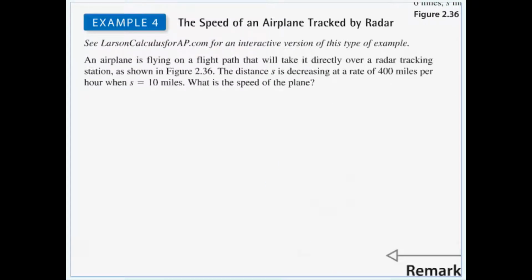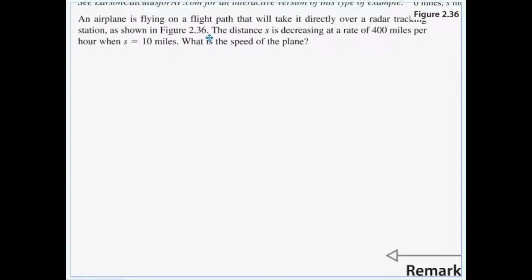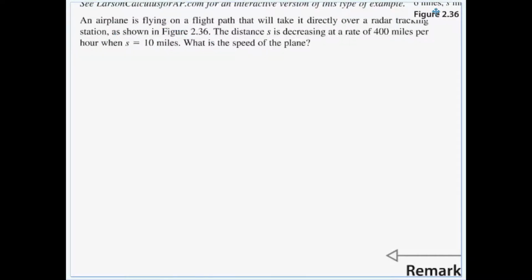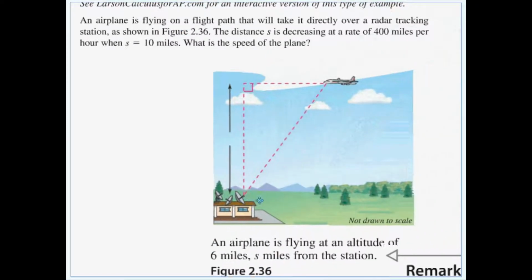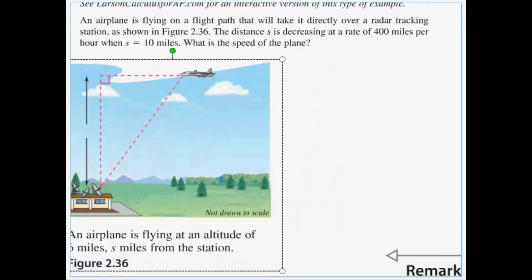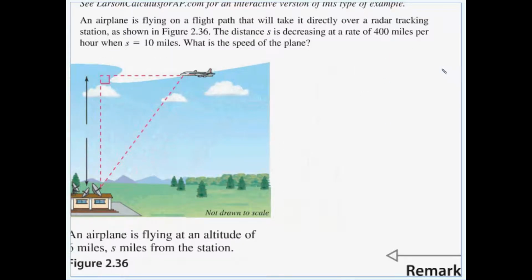Okay, this is a good example. 4, we're tracking the speed of an airplane with the radar station. We've got an airplane flying on it. Let me just bring this down here so I can draw in the picture as we go. Or actually, I'm going to draw my own picture to get rid of all the confusing stuff here. So the airplane is in this corner, and it's flying toward the radar station.